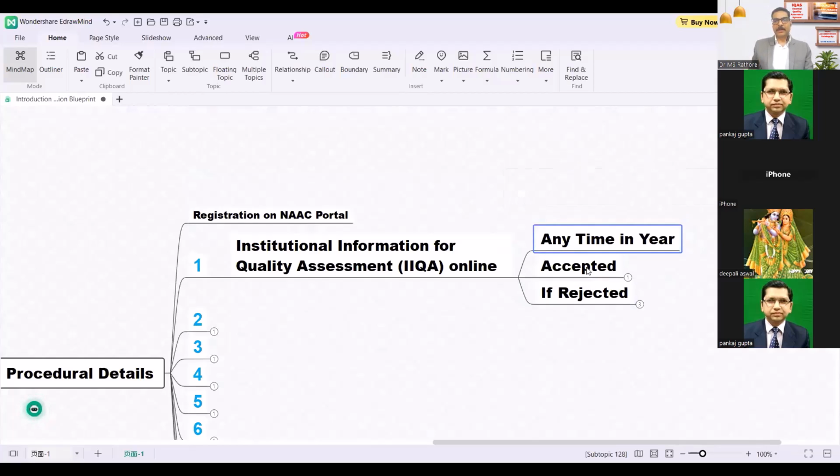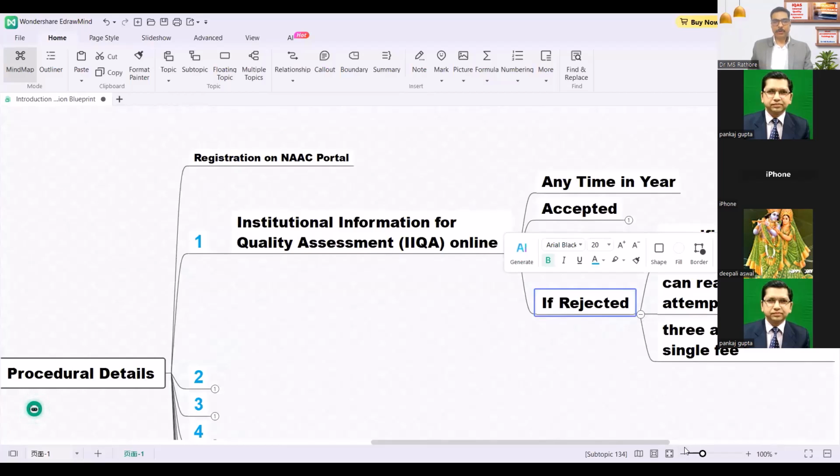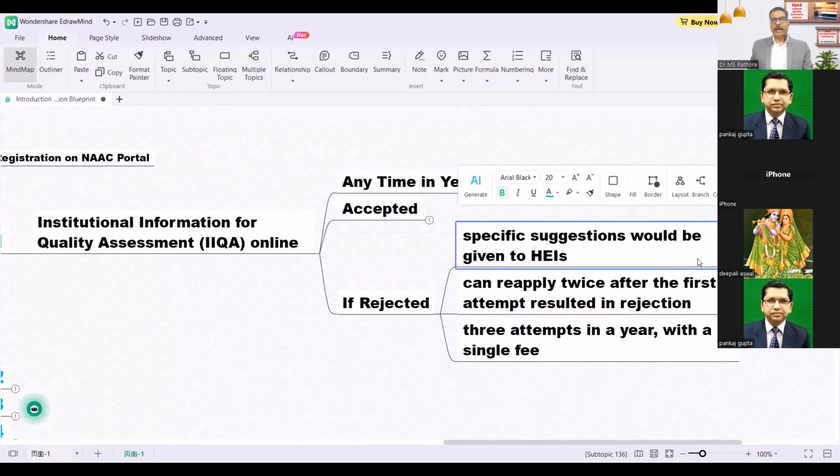There may be two outcomes. It may be accepted, it may be rejected. Sometimes the IIQA is also rejected. So let's understand what would happen if this IIQA is rejected and what are the reasons why it is rejected. I told you that through the IIQA, NAAC wants to know whether the institution is accreditation ready or not. So if there are a few problems in the IIQA application filing, and the whole process has been made online, NAAC would not invite even a single paper from you unless it is asked. So everything has to be done online.